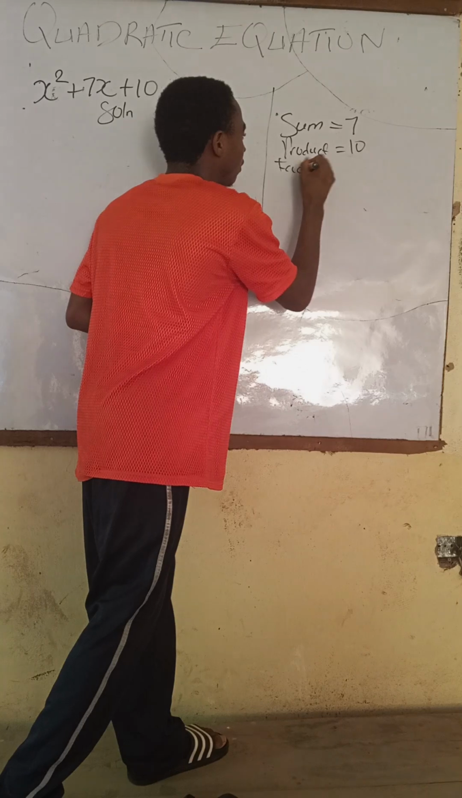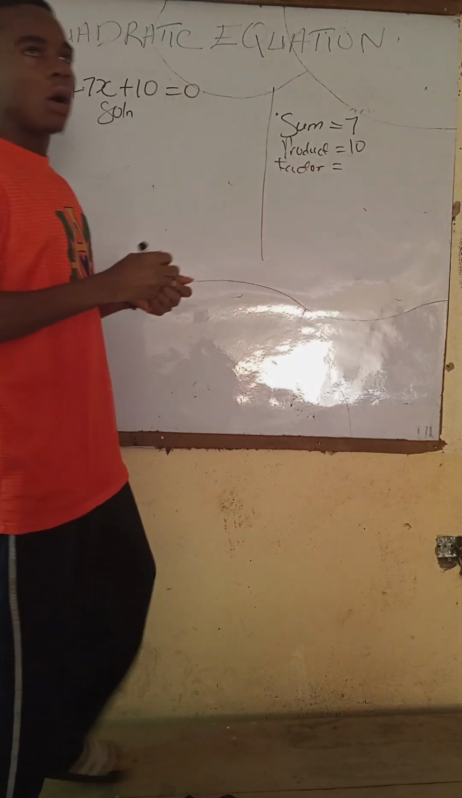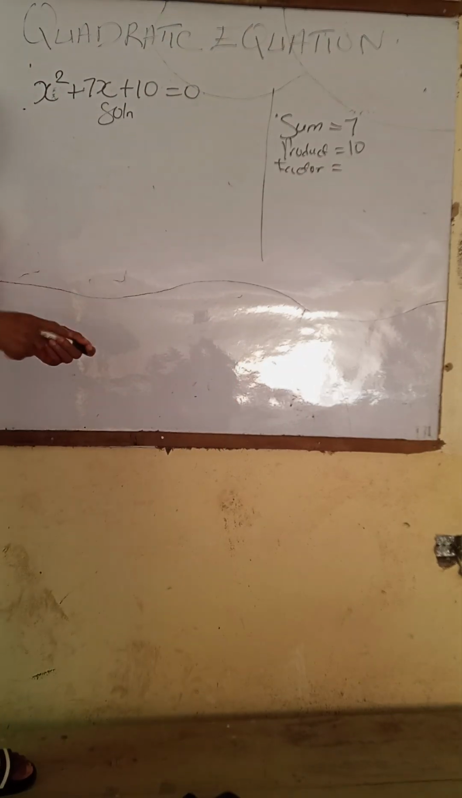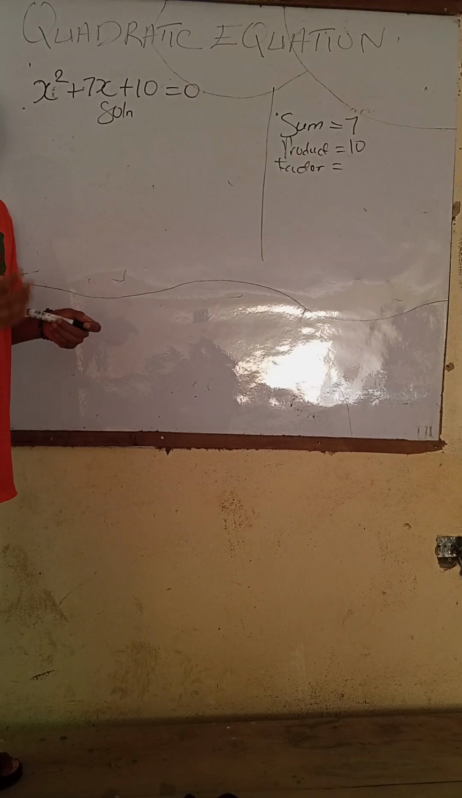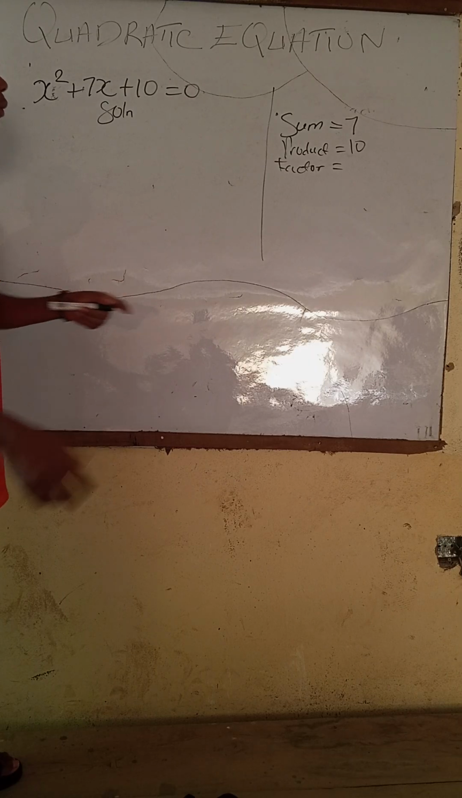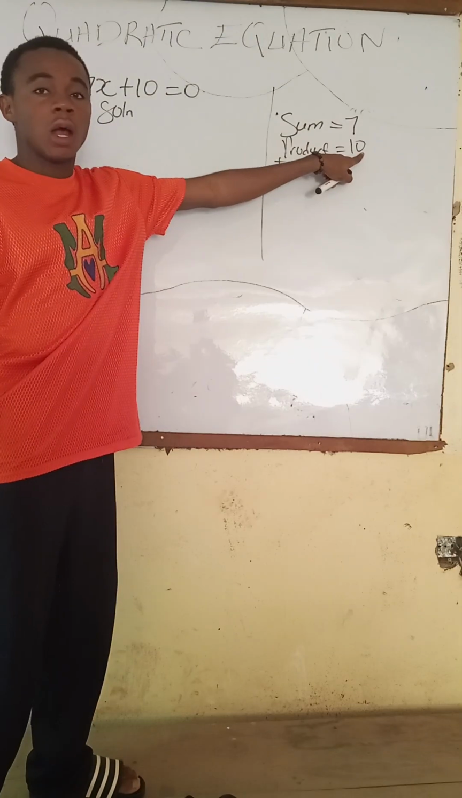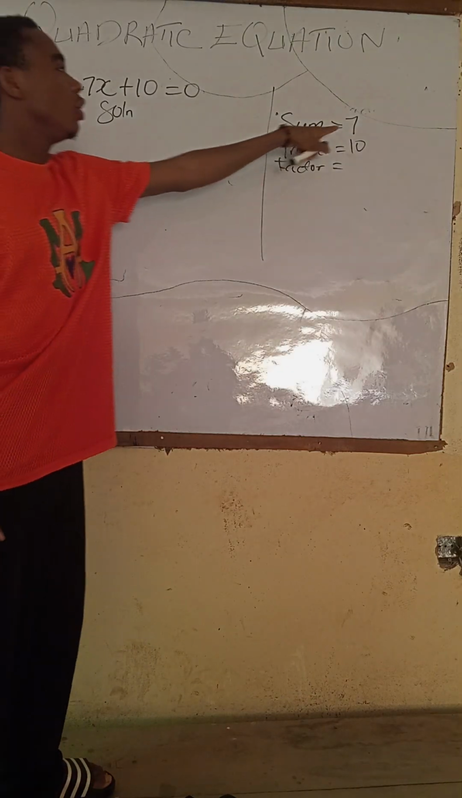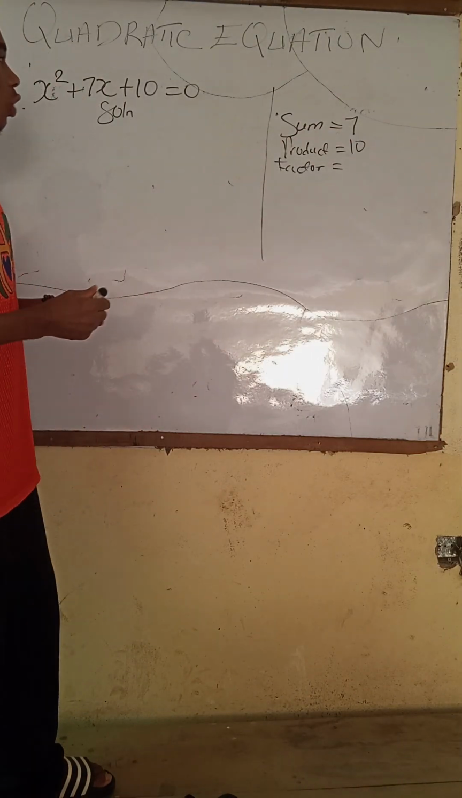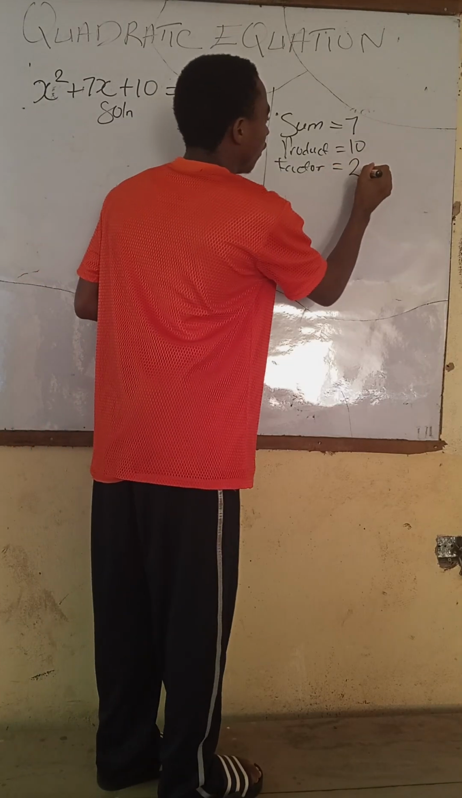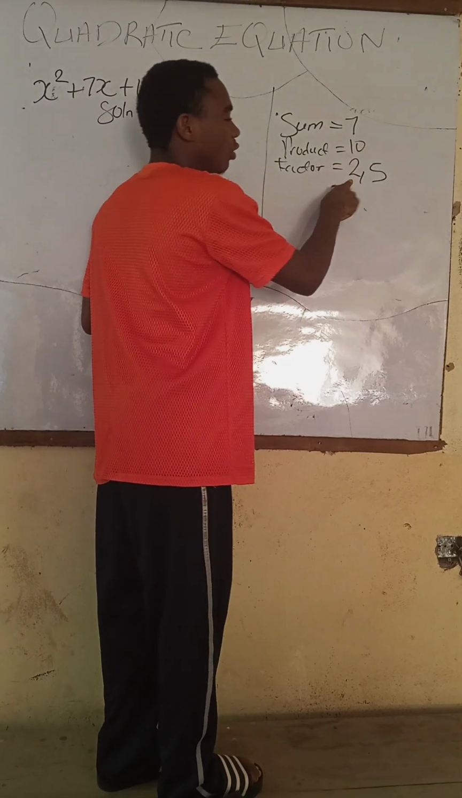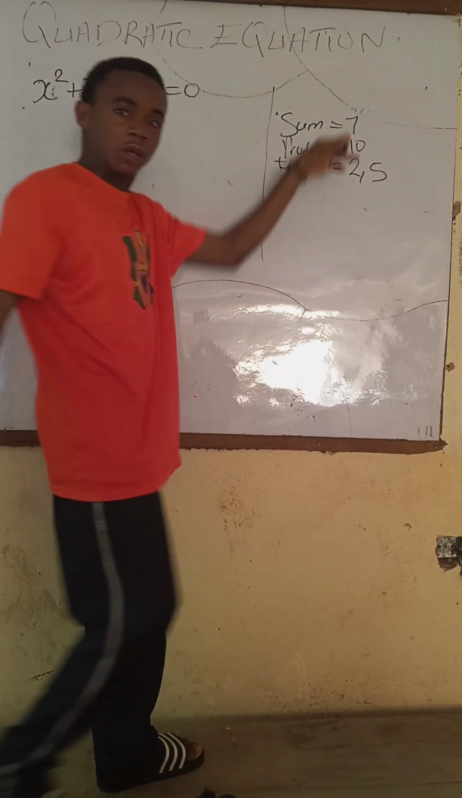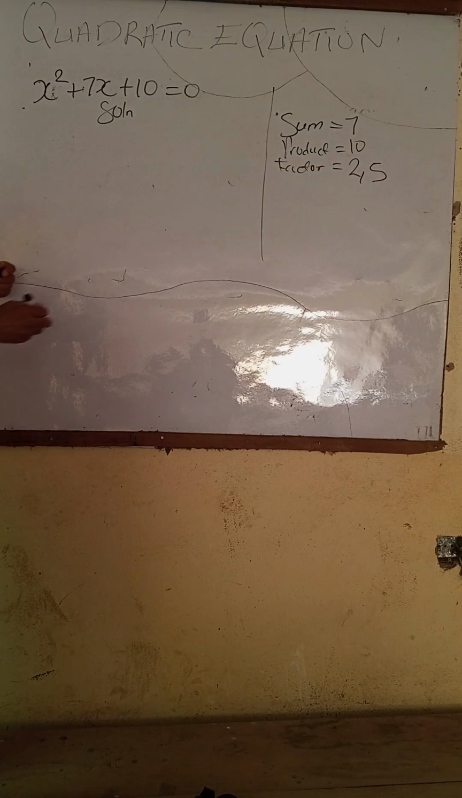Now, the factors. In getting the factors, you look for two numbers that when you multiply them, give you 10, and when you add them, give you 7. Those two numbers are 2 and 5. You multiply 2 times 5 to give you 10, and 2 plus 5 gives you 7. Now let's solve this equation.